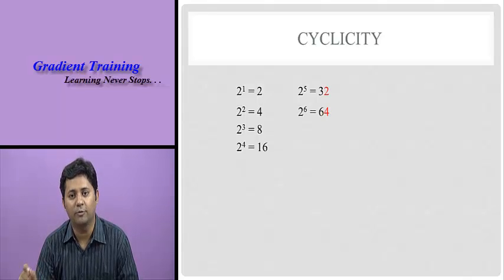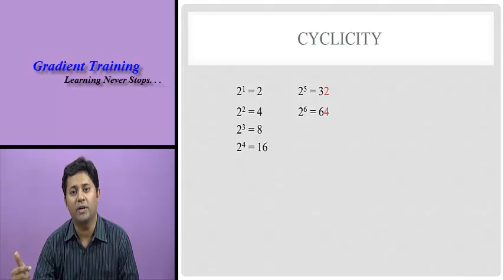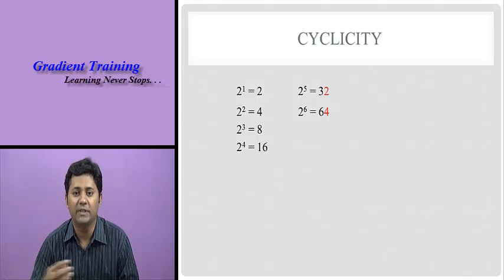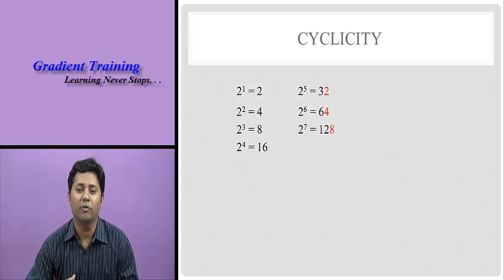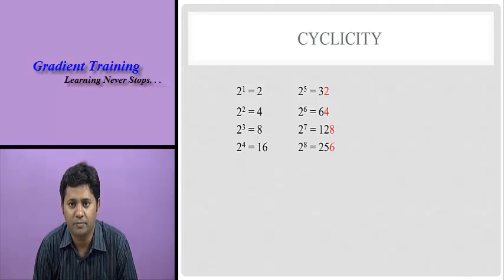Last digit of 64 is 4. So again 4 has appeared, which had appeared in 2 square. So we see that the 2, 4, 8, 6 cycle will get repeated, doesn't matter for whatever power we raise 2 to.